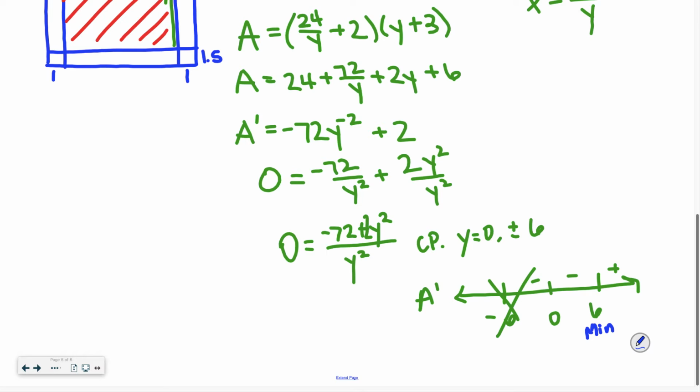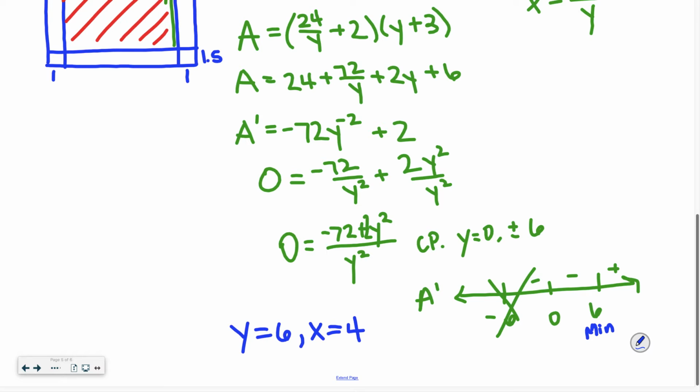So y equals 6, that's just my answer. First of all, I need a dimension, right? We had 2 variables to begin with. So we know that y equals 6 gives us a minimum, which means x is what? X is 4.